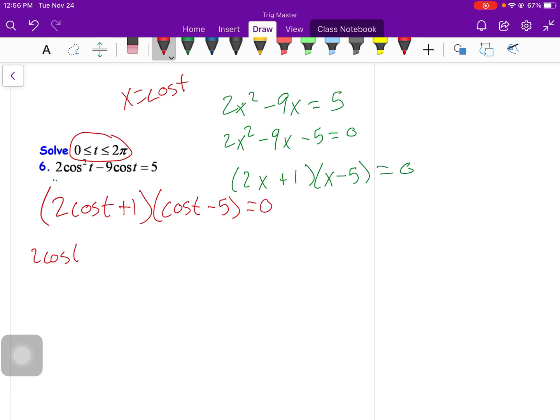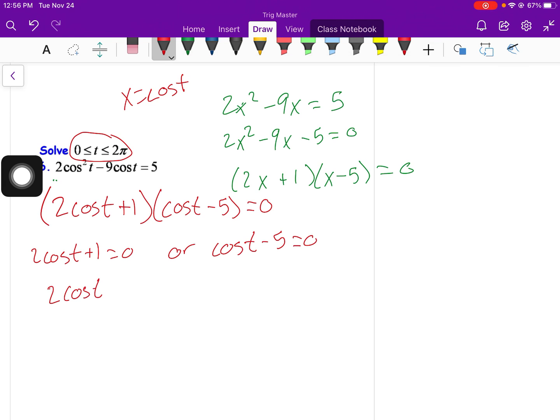So now either 2 cosine t plus 1 equals 0, or cosine of t minus 5 equals 0. This is the same algebraic steps. We have two things multiplied together to equal 0, which we do. That's what those sets of parentheses tell us. One of the two things has to be 0. So I'm going to start with the left one. If I subtract 1, you have 2 cosine of t is equal to -1. So cosine of t is equal to -1/2 when you divide by 2 on both sides.